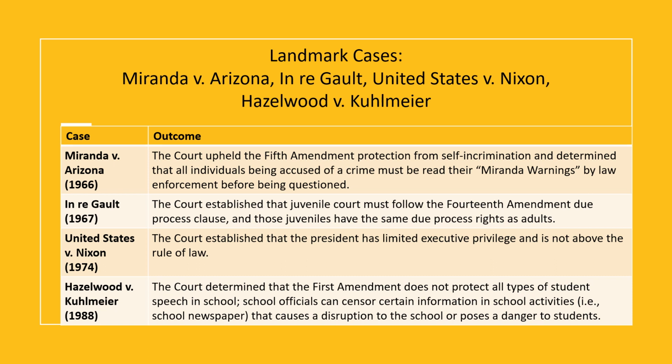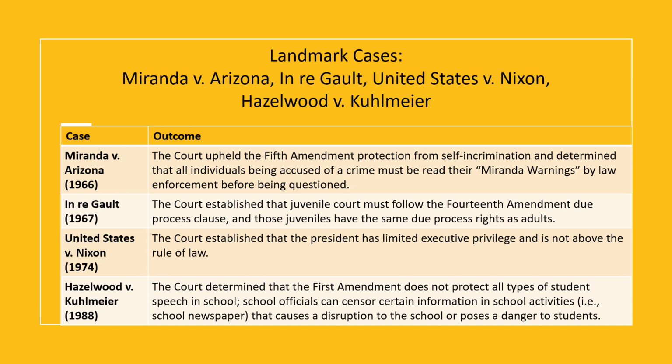Then we look at In re Gault. This case involved a juvenile, and the question was whether or not juvenile court had to follow the 14th Amendment due process clause, and whether or not juveniles had the same due process rights as adults. And the Supreme Court determined that yes, juveniles have the same due process rights as adults, and therefore juveniles needed to be treated in terms of the various procedures that come with someone being arrested for a crime and accused of a particular crime.